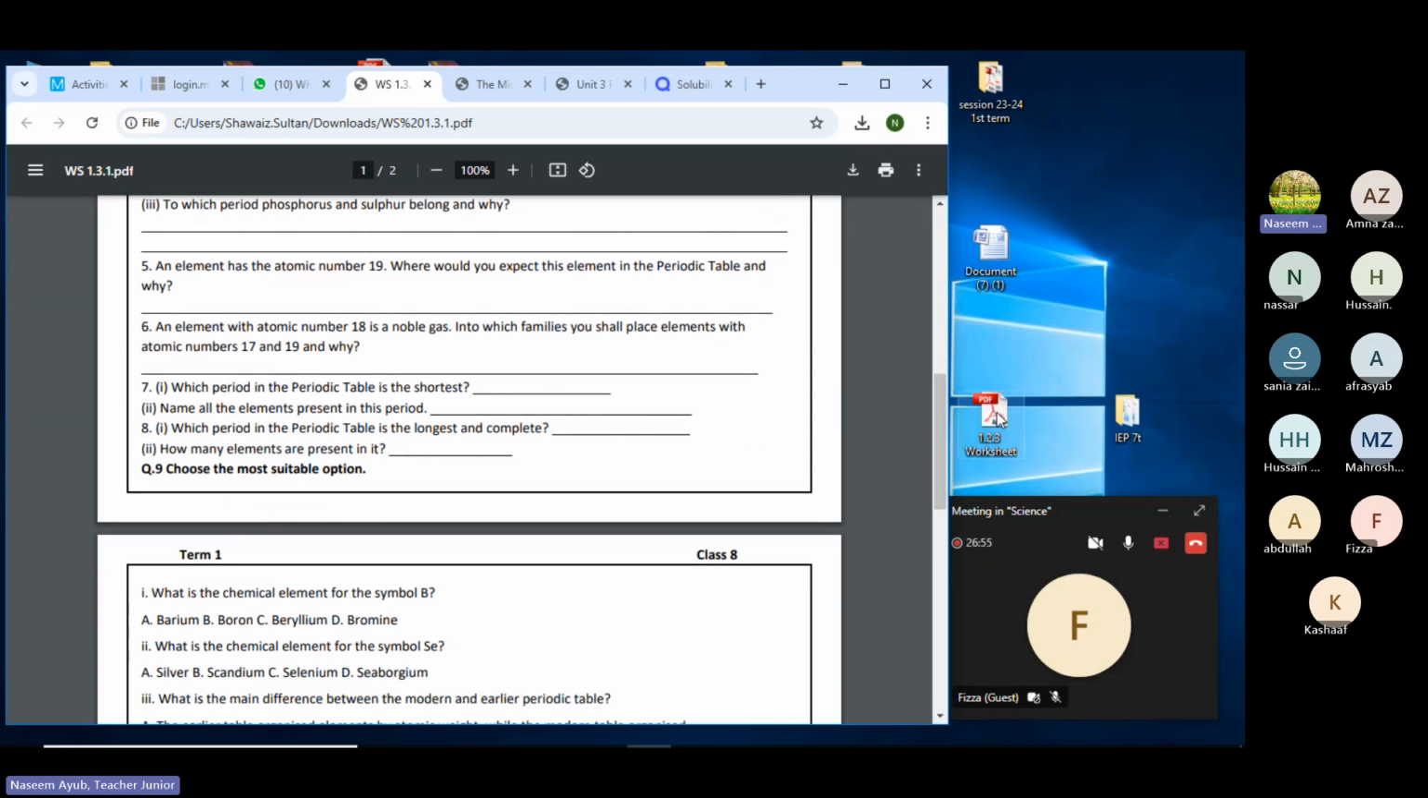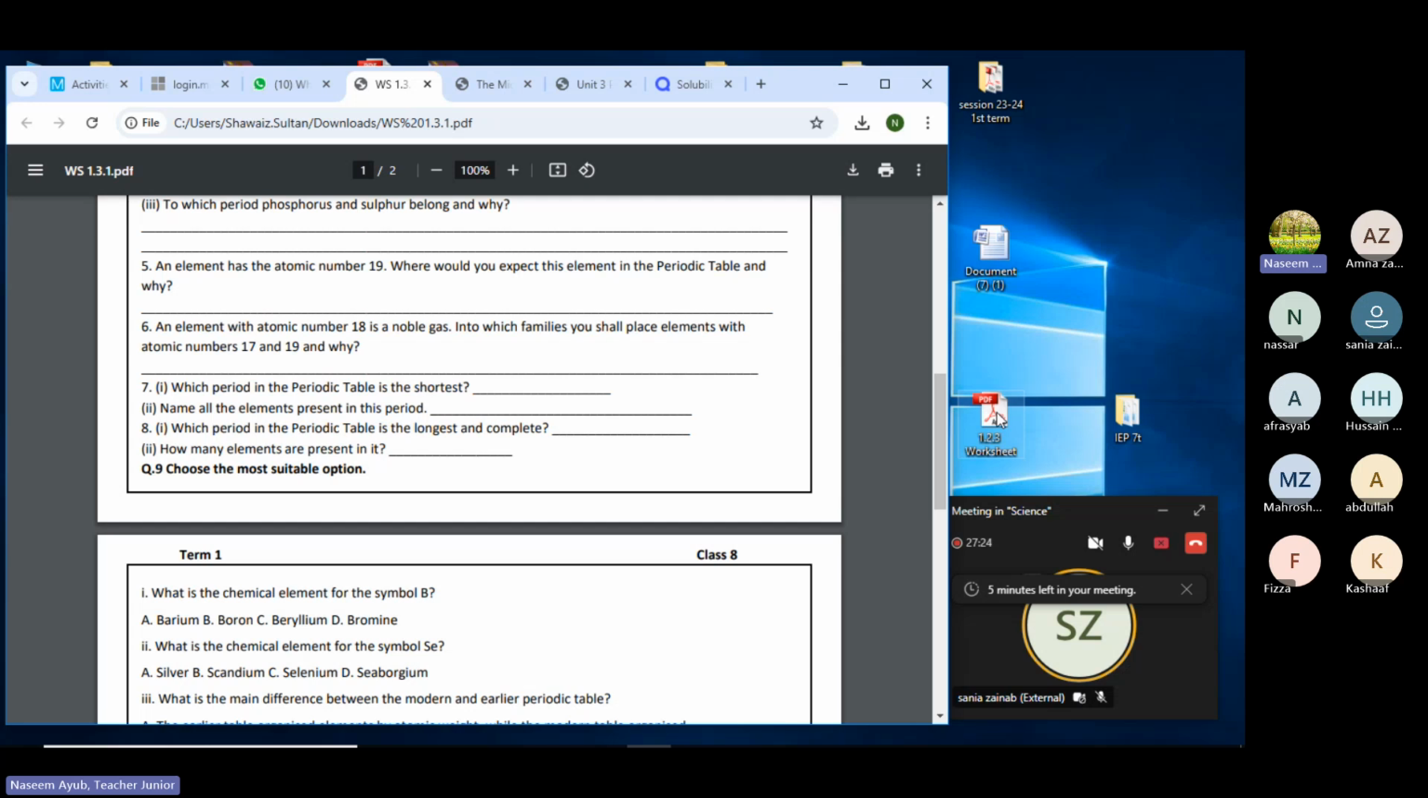Question 5. An element has atomic number 19. Where would you expect this element in the periodic table and why? Without looking at the periodic table, can you predict where the element with atomic number 19 would be, and what is the reason? Ma'am, it will be in group 1, and the reason could be the number of shells, or we can say their reactivity.